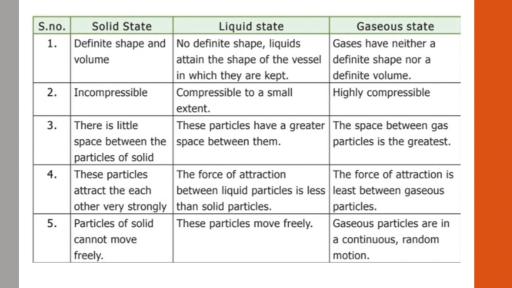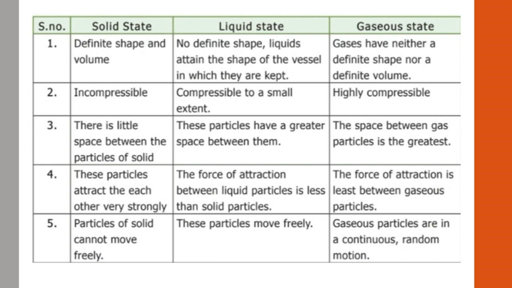Let us summarize the properties of solids, liquids and gases. Solids have definite shape and volume. In liquids, there is no definite shape. Liquids attain the shape of the vessel in which they are kept. Gases have neither a definite shape nor a definite volume. Solids are incompressible. Liquids are compressible to a small extent. Gases are highly compressible.